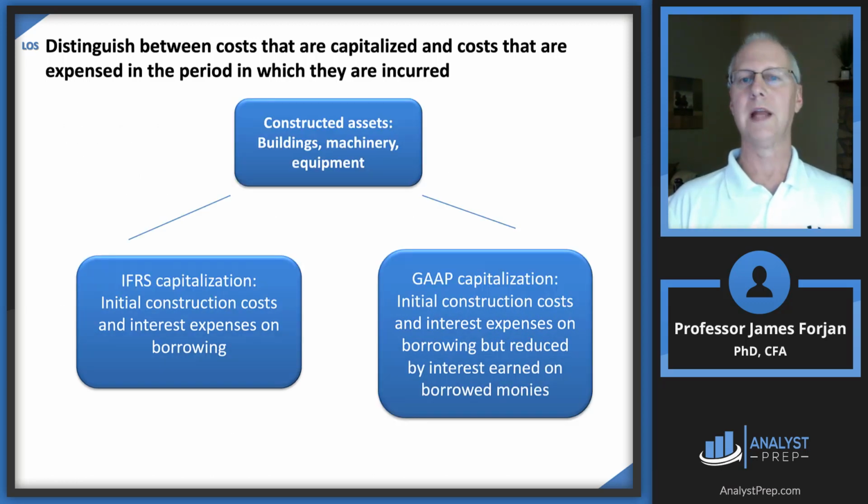All right, constructed assets. These are buildings, machinery, and equipment. The international standards suggest that initial construction costs and interest expenses on the borrowing should be capitalized. The U.S. GAAP agrees with all that, and in addition, the U.S. GAAP recognizes that interest earned should be included in that capitalization.